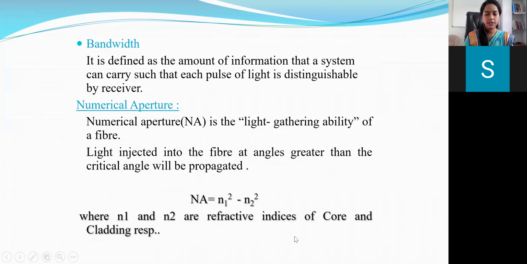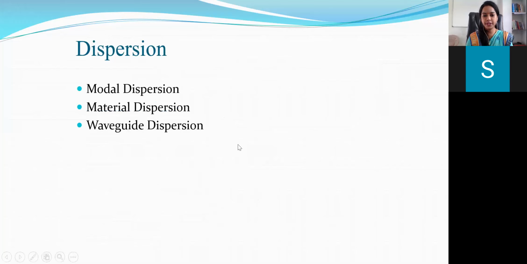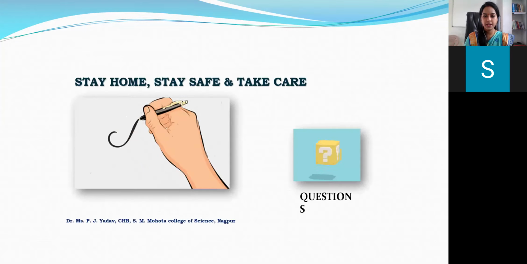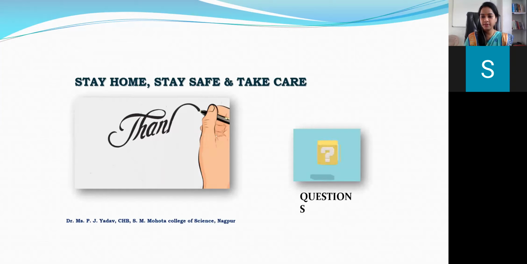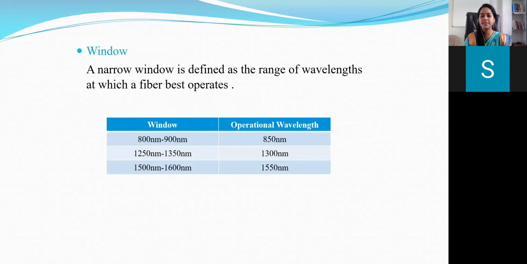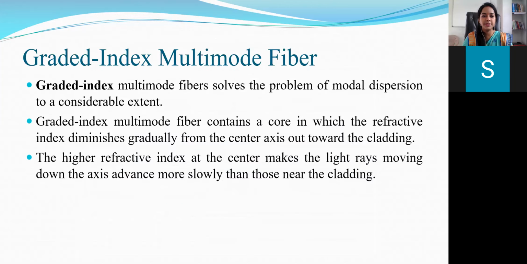So this is the dispersion. In dispersion you can have modal dispersion, material dispersion, and waveguide dispersion. These are all the properties of light. Light will be dispersed if we have not used the proper mode, the proper material, or the proper waveguide, and there will be losses. So this is all for today's presentation. We'll have a look at what we have seen in this presentation.